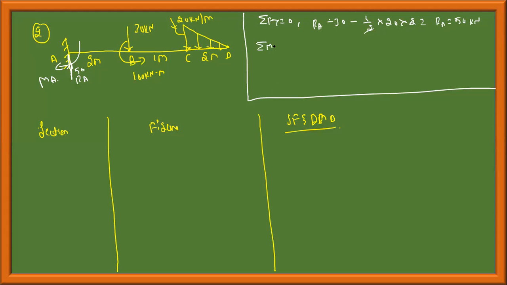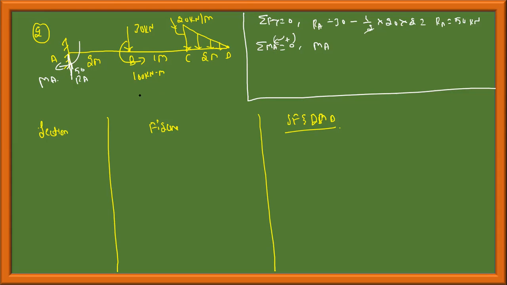Summation of moments about point A should be equal to 0. MA is acting in the clockwise direction. For bending moment I will take hogging and sagging, the sad and smiley faces, whereas for moment, clockwise is positive and anticlockwise is negative. That's the same convention I'll follow.